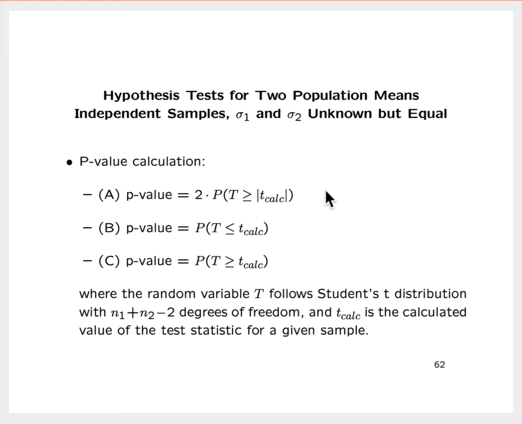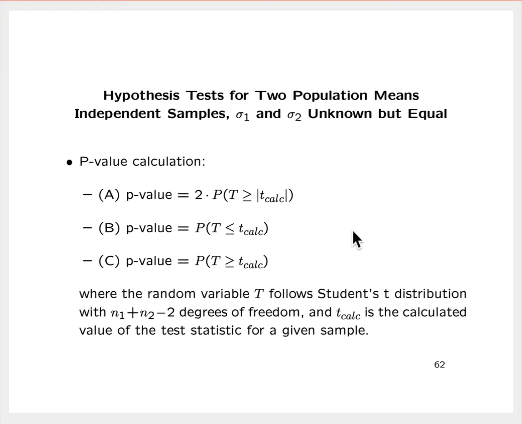And so for the two-tailed test, the p-value is equal to 2 times the probability that a t-random variable with n1 plus n2 minus 2 degrees of freedom is greater than or equal to the absolute value of the observed value of our test statistic. If we're performing a left-tailed test, then the p-value is equal to the probability that a t-random variable with the appropriate degrees of freedom is less than or equal to the observed value of the test statistic. And if we're performing a right-tailed test, then the p-value is the probability that a t-random variable with the appropriate degrees of freedom is greater than or equal to t-calc.